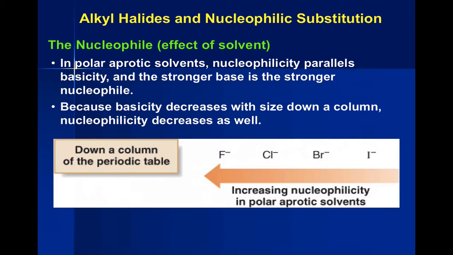Now, in polar aprotic solvents, the nucleophilicity increases in the opposite direction. Now it does follow the basicity rule, right? So as we go from iodide to fluoride, the nucleophilicity increases in polar aprotic solvents, okay? Think about it. If you're going to do an SN2 reaction, the atom has to come in from the back and attack. So a smaller negatively charged atom should be able to do that easier than a larger negatively charged atom, right? And that's true, as long as there's no solvent around it.